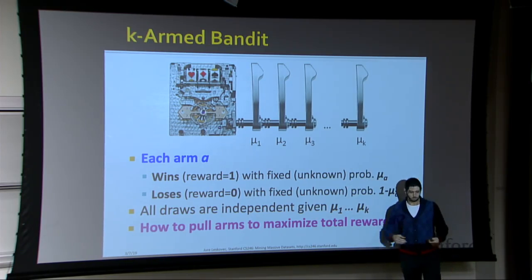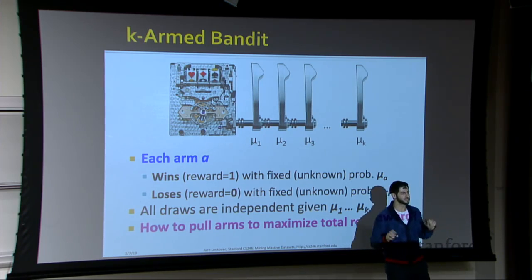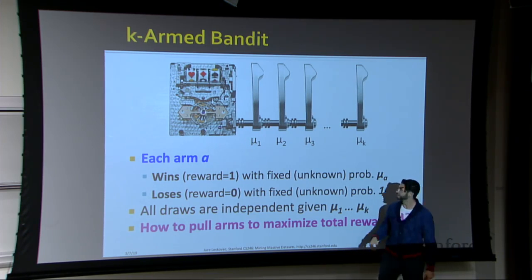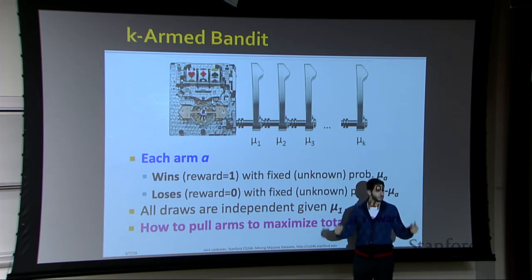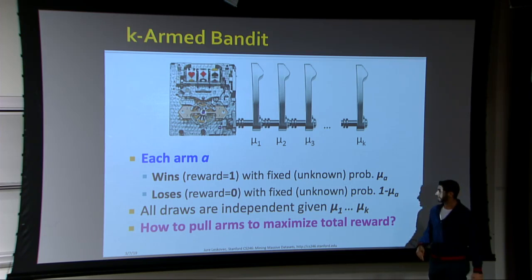Or you can think about this person in Vegas who squats between 5 different slot machines and tries to use all of them at the same time. So let's say you have 5 slot machines and you want to use all of them at the same time. And how do we characterize our arms?